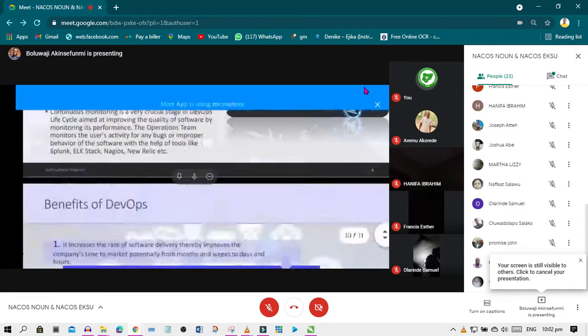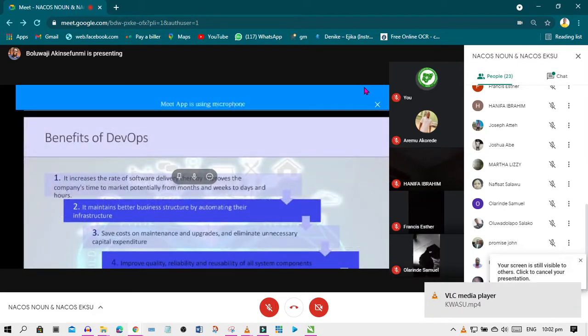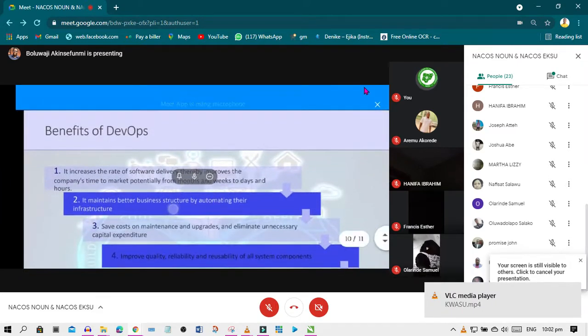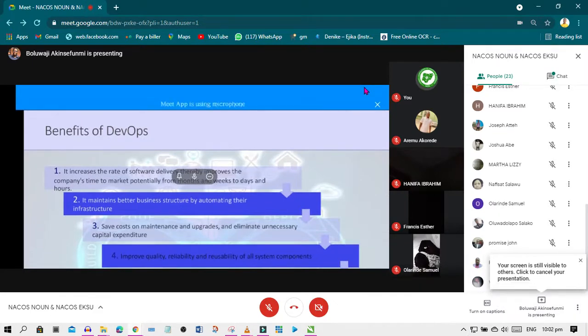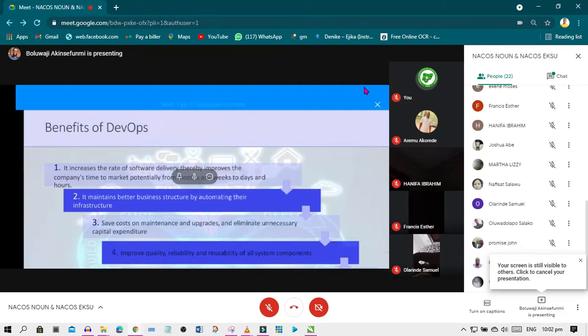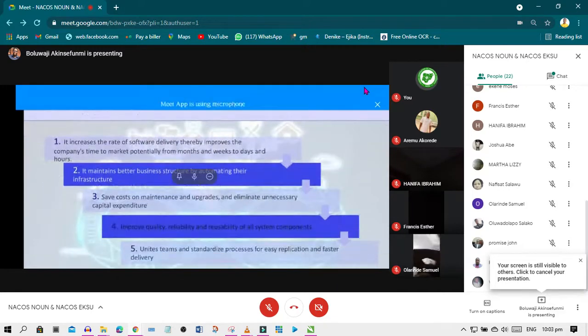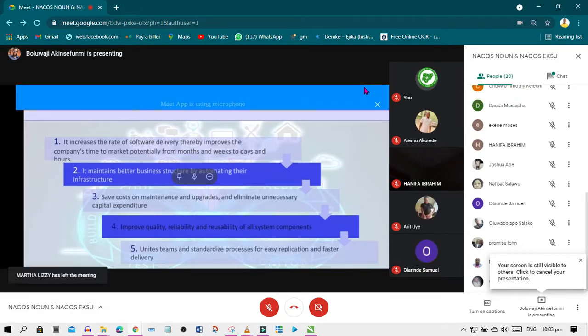Now, let's go down to look at the benefits of DevOps. DevOps helps to increase the rate of software delivery by improving the company's time to market, potentially from months and weeks to days and hours, because the whole life cycle is in continuity. It's a loop that runs continuously. It also helps to maintain better business structure by automating their infrastructure. It saves costs on maintenance and upgrades and eliminates unnecessary capital expenditure. It helps to improve quality, reliability, and reusability of all system components. It also helps to unite teams and standardize processes for easy replication and faster delivery.